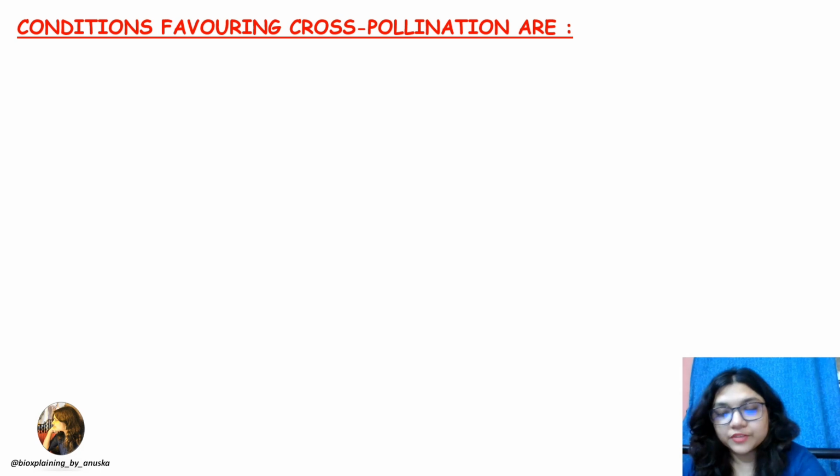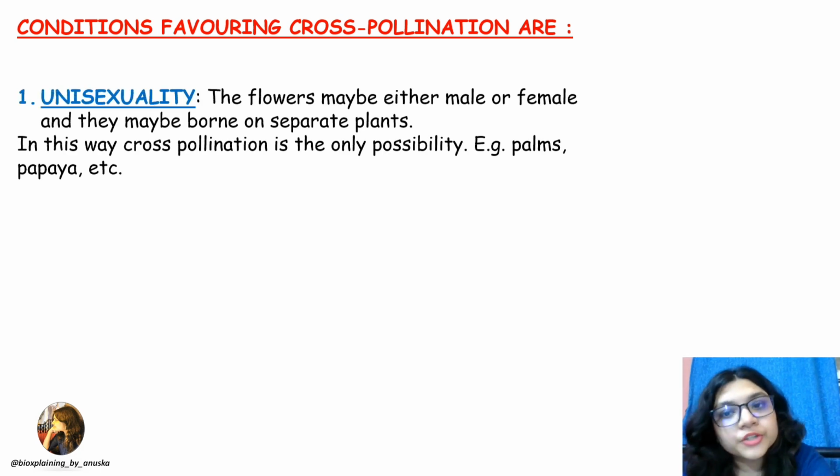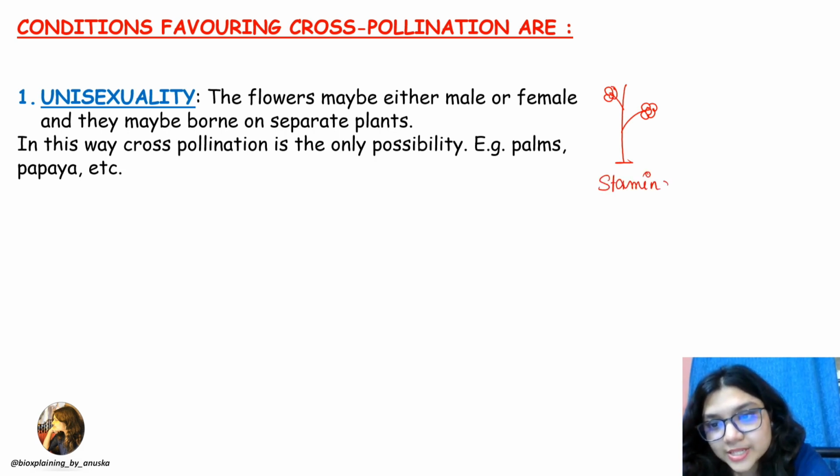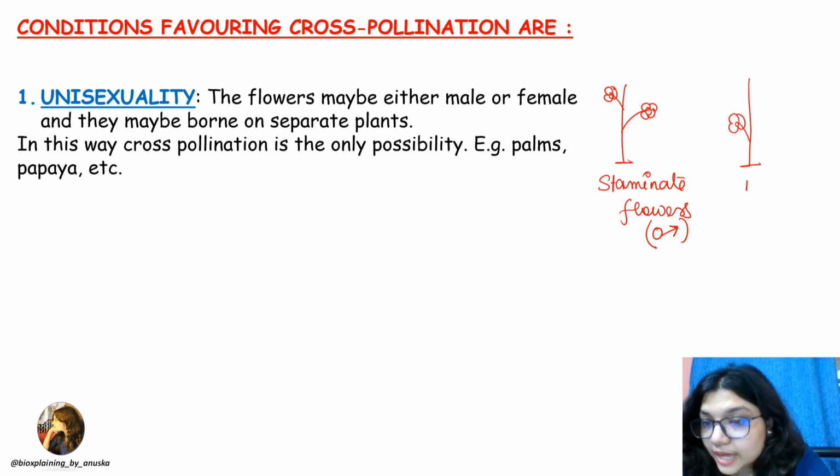Okay, so let us talk about the various conditions that favor cross-pollination. The first condition is unisexuality. So let us try to understand what unisexuality is. Say we have one plant bearing only male flowers. So we can say that this plant bears staminate flowers, right? That means only the male part. And we have another plant which bears flowers that are only pistillate, right? That means these are flowers containing only the female parts.